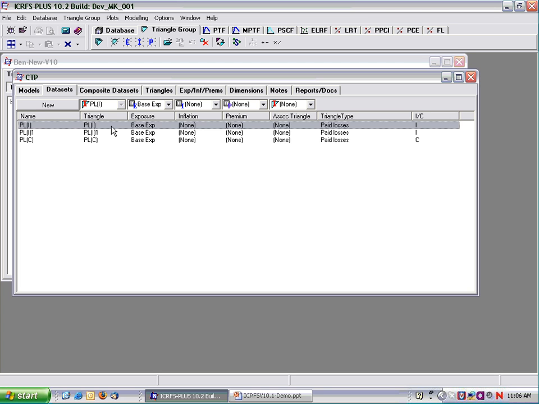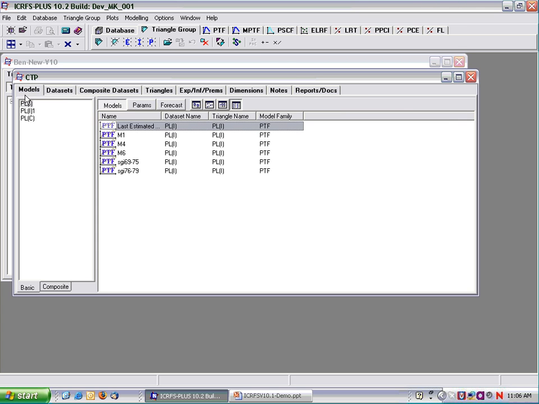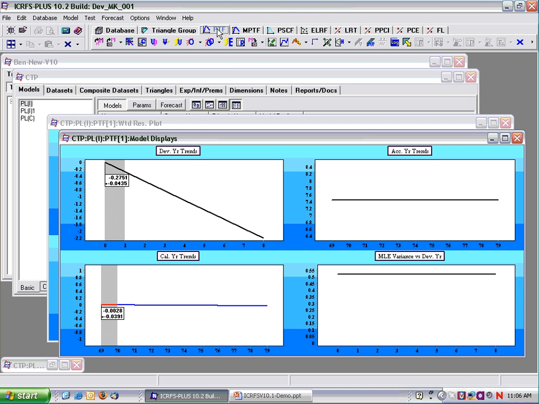So to start the modeling process, we go to the tab Models, and the paid losses incremental, which is actually that data set already highlighted. We go to the PTF modeling framework, where we try to design a model which captures the trend structure in the three directions and also the volatility around the trend structure.